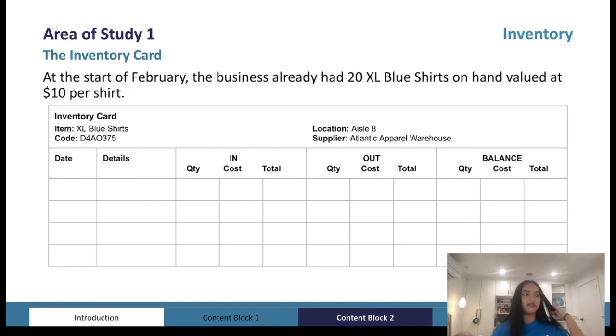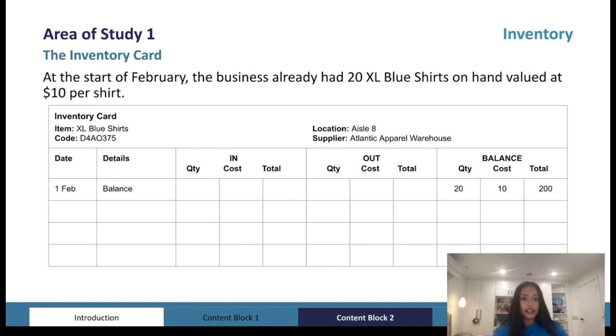So here's our example. We're recording for the month of February, so because of that, it's telling us the opening balance at the start of February, or at the start of the reporting period, and that opening balance is 20 extra large blue shirts, each valued at $10. So the first thing we need to do is enter this opening balance into the inventory card. So under date, we would write February 1st because it's the opening balance, so it's the start of the period, which is the first of the month.